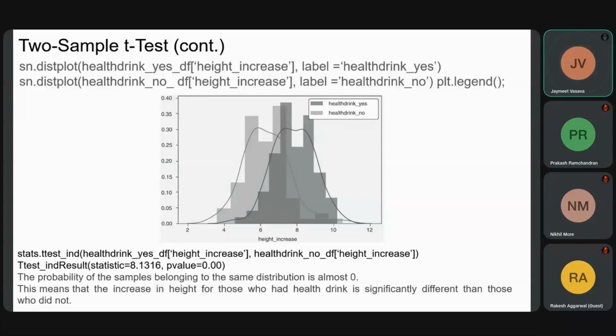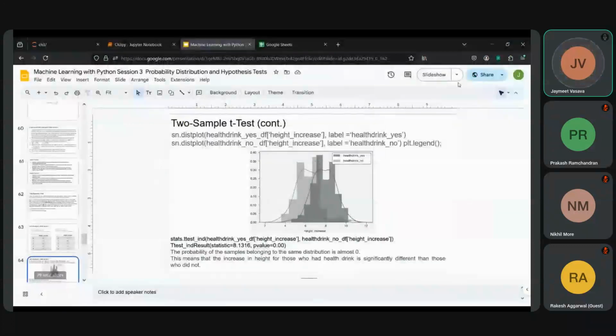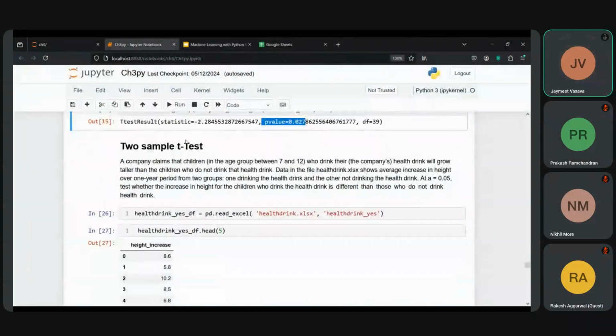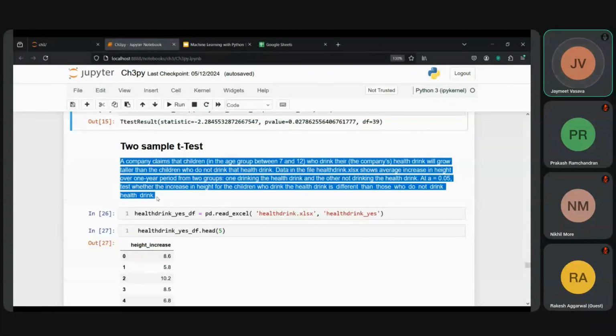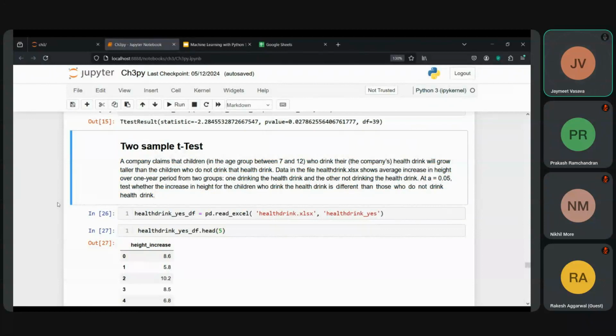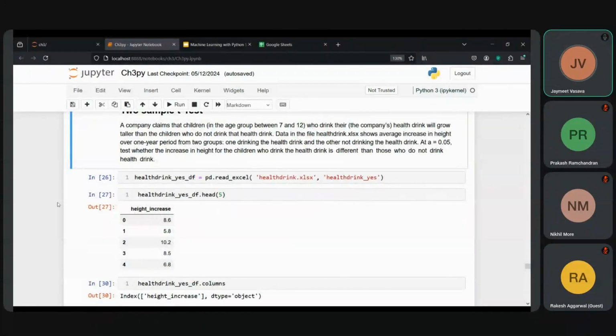And when we run the t statistics for the two sample t test, on the dataset that we are using, we get the t statistic value of 8.13 and the probability value of 0. So this is the statement that we are trying to check the hypothesis test on.